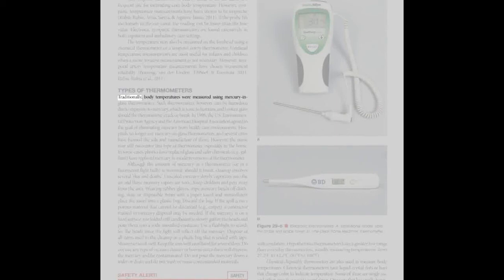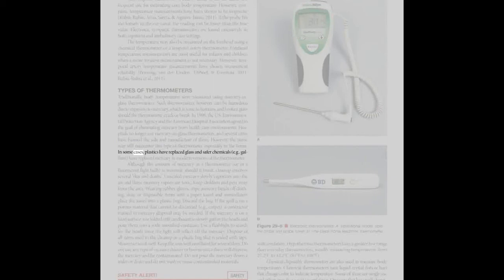Types of thermometers. Traditionally, body temperatures were measured using mercury-in-glass thermometers. Such thermometers, however, can be hazardous due to exposure to mercury, which is toxic to humans, and broken glass should the thermometer crack or break. In 1998, the U.S. Environmental Protection Agency and the American Hospital Association agreed to the goal of eliminating mercury from healthcare environments. Hospitals no longer use mercury-in-glass thermometers, and several cities have banned the sale and manufacture of them. However, the nurse may still encounter this type of thermometer, especially in the home.